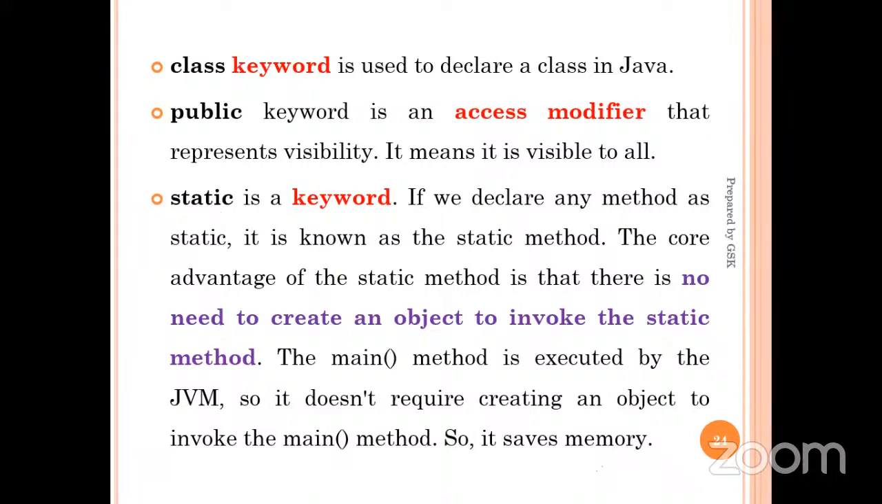But the important point here is why we are writing static for the main function. So in Java, Java is developed based on the object-oriented concept. So if you want to execute any method, we must call it with the help of the object generally. Of course, we have static method, non-static method. That is a different story again.